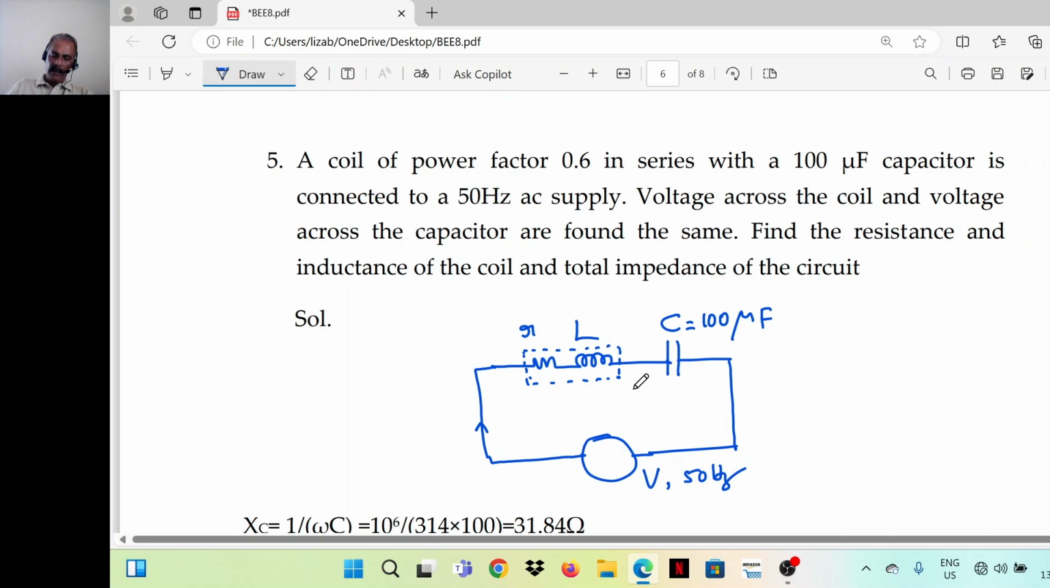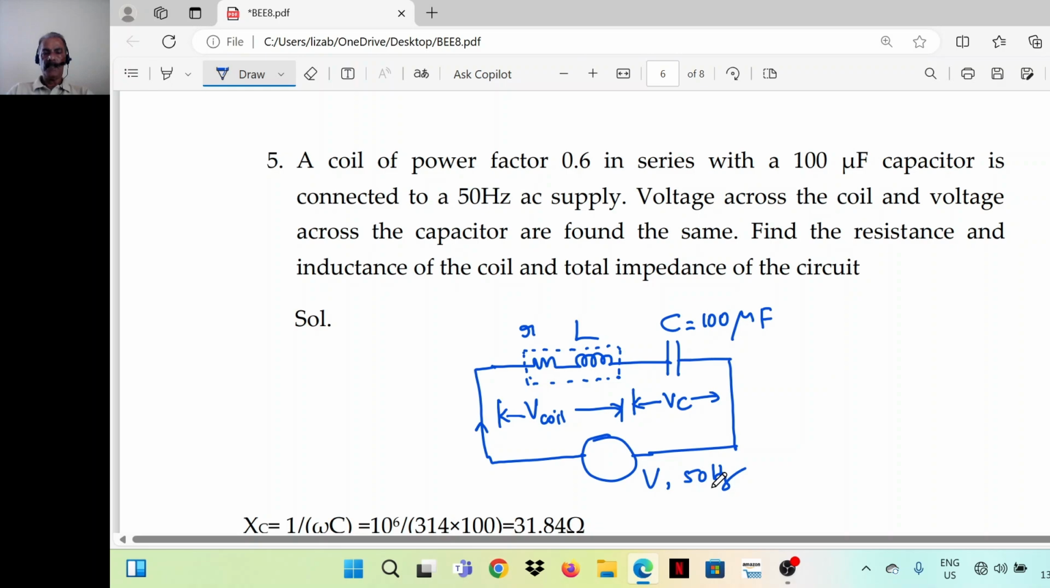Now it is given that these voltages are equal. VC, I'll mark it as the voltage across the capacitor. V coil is the voltage across the choke coil. The choke coil has a small resistance and an inductive reactance. It's a coil only. So R is the inherent resistance of the coil, L is the inductance of the coil. So it's given that V coil is equal to VC, the voltage across the capacitor is equal to the voltage across the coil.